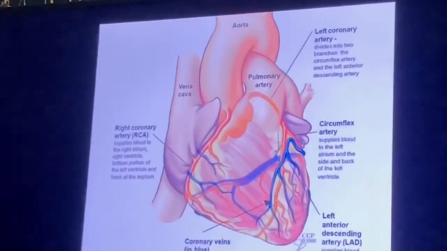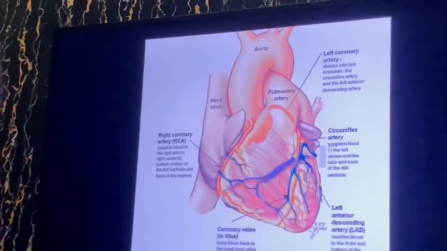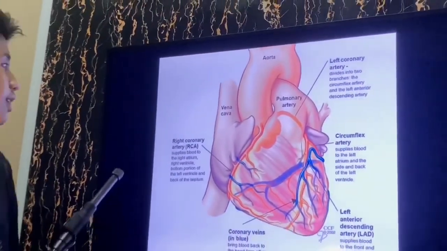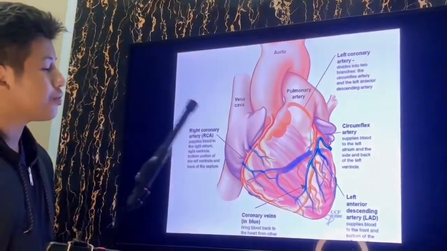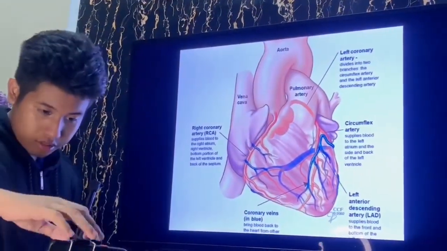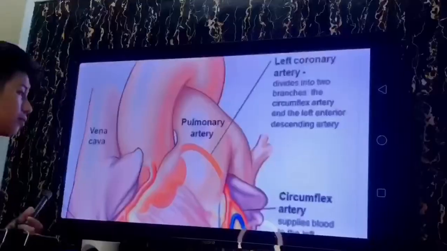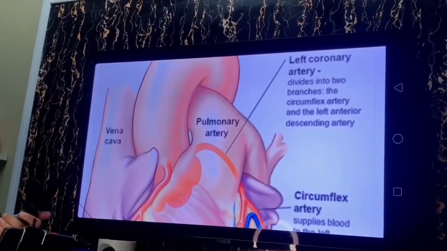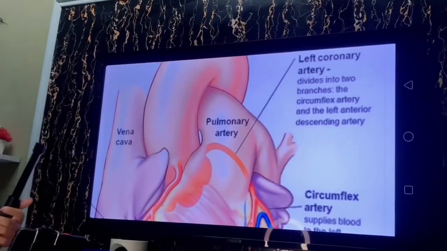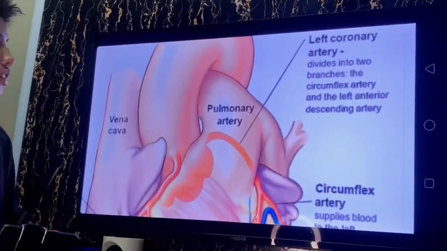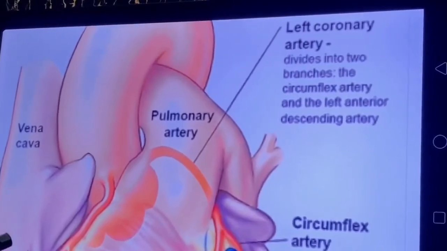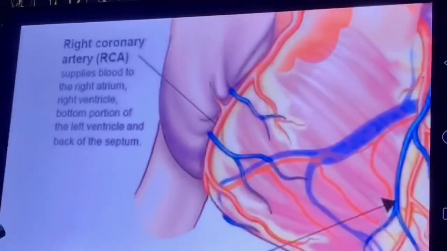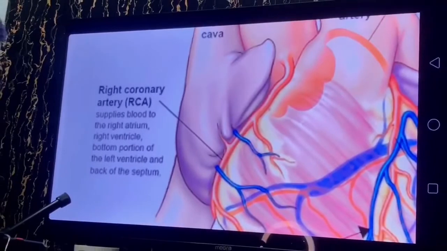So this diagram shows the outside of the heart. So at the top, similar to before, we have a vena cava, aorta, and pulmonary artery. The first one is the left coronary artery. It divides into 2 branches, the circumflex artery and the anterior descending artery. And then we have the right coronary artery, RCA.